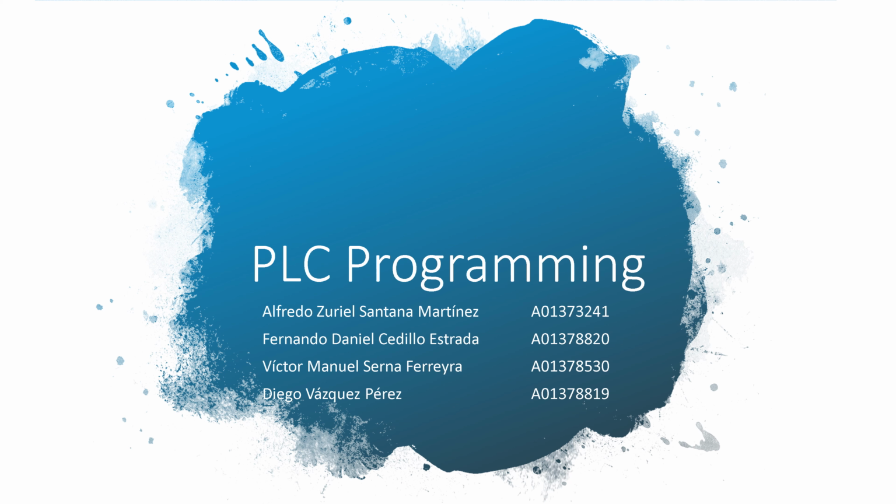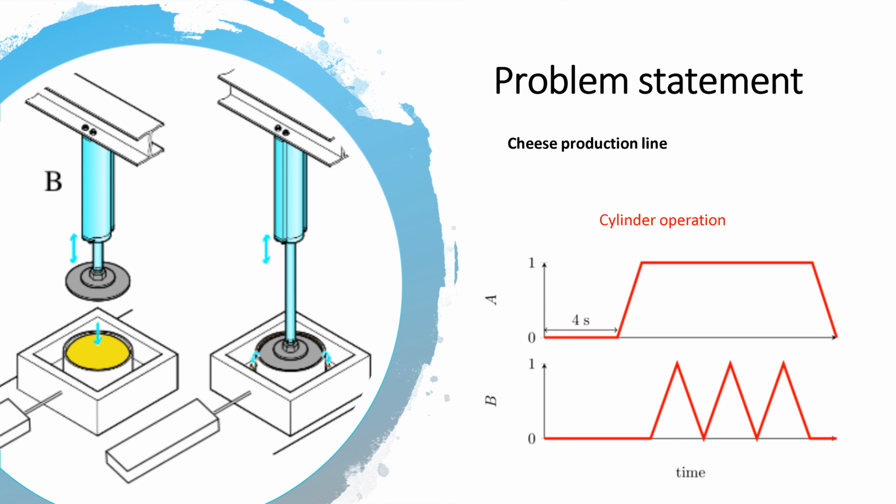In this video we will explain the PLC Programming Assignment. Cylinder A extends to move the mold into place and hold it there, and cylinder B extends to press the cheese. There is a time delay of 4 seconds at the beginning of a cycle when both cylinders are retracted. This is for the operator to remove a mold which is already pressed and put in a new mold.